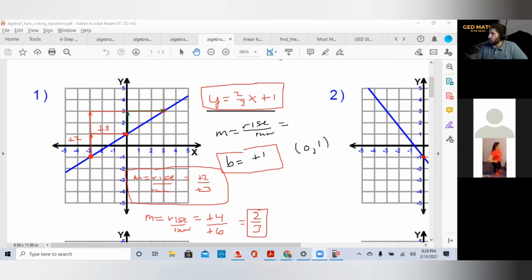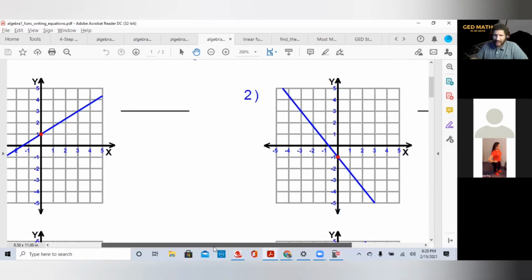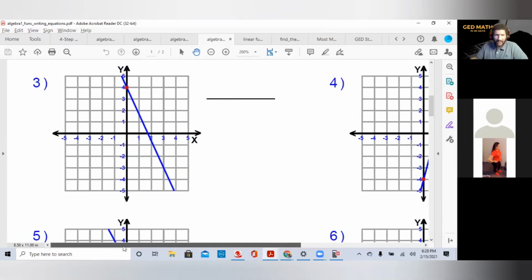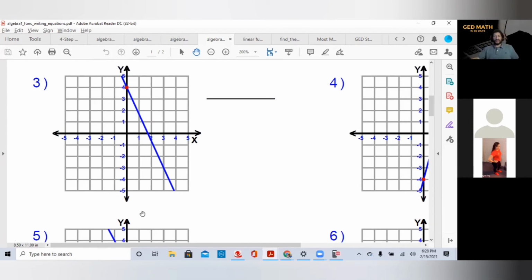Okay, let's do a next one. Let me see if I can find a negative slope. There we go, right there. Let's try number 3. Okay, so let's run through this and try to find, first of all, I can't remember how to do this problem.